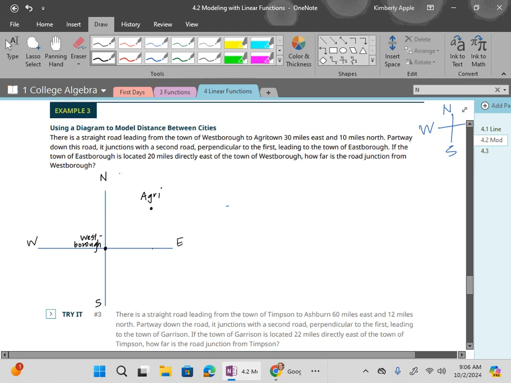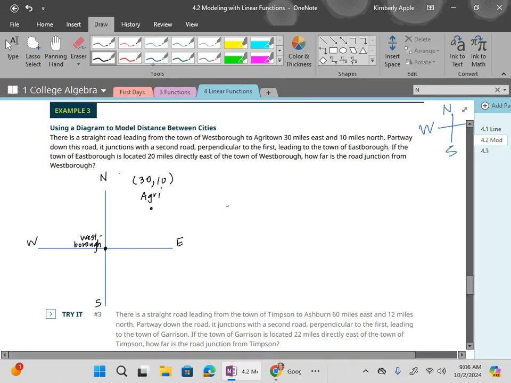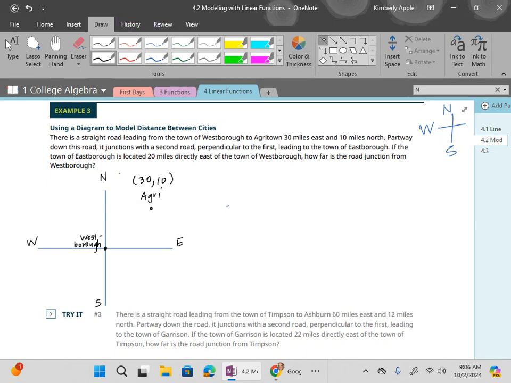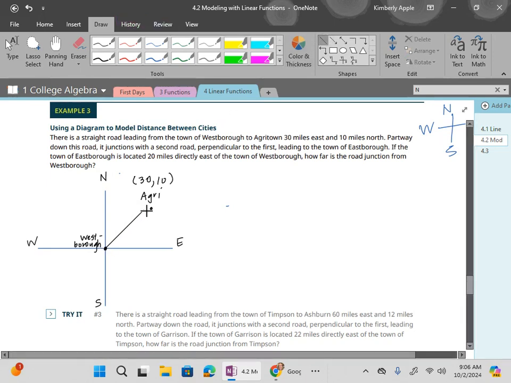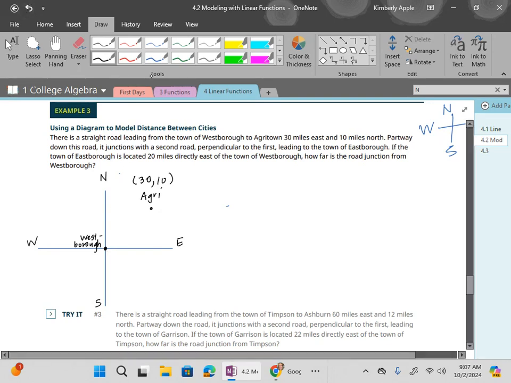So this is east. How far east did I go? 30. So X is 30, the horizontal distance traveled. And what's going to be the vertical distance traveled, or the Y part of this coordinate? 10 miles. There you go. So I've got a road. There's the road. I don't like that it's not being very exact there. I'll just do my best.